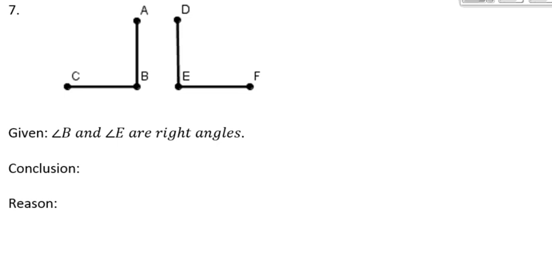Given angle B and angle E are right angles, conclusion is angle B is congruent to angle E. That is because all 90 degree angles are congruent.